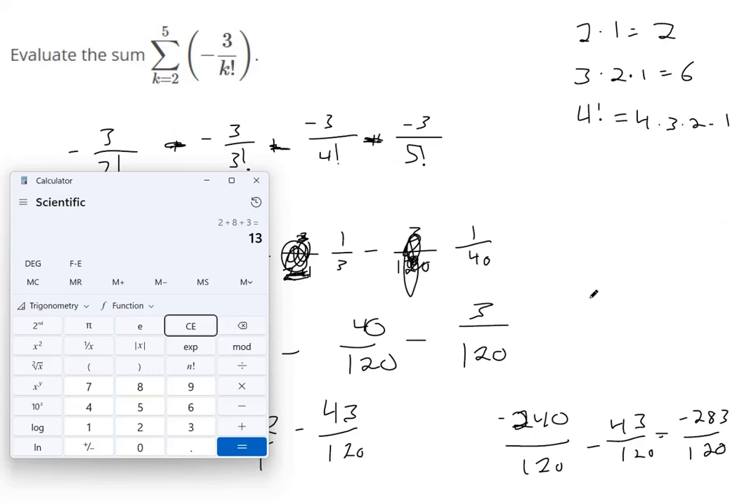Let's look at the decimal. That definitely looks like something we could simplify. So 283, I don't know. Maybe by 7? No. By 13? No, that won't work. Okay, let me pause and think about if we can simplify that.